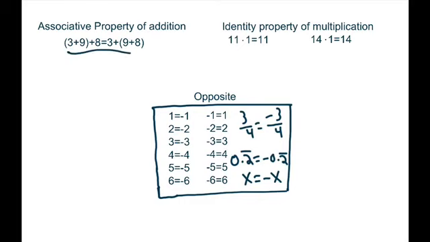And the identity of multiplication would be 11 times 1, or like anything times 1. The opposite would be the complete opposite. Like 1 equals negative 1. Negative 1 would be 1. 3/4 would be negative 3/4. Like these examples right here.